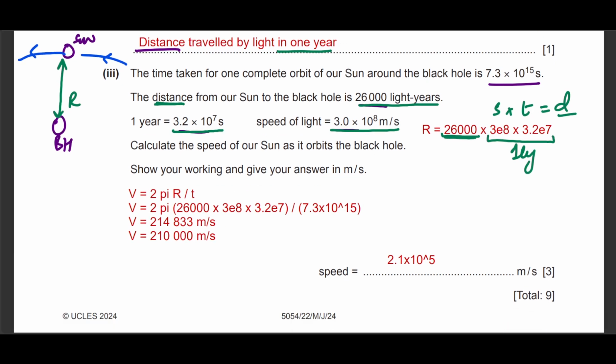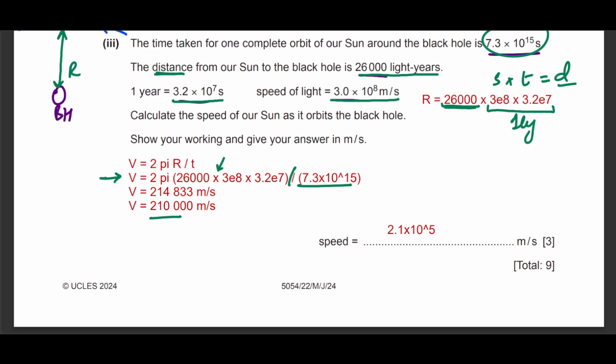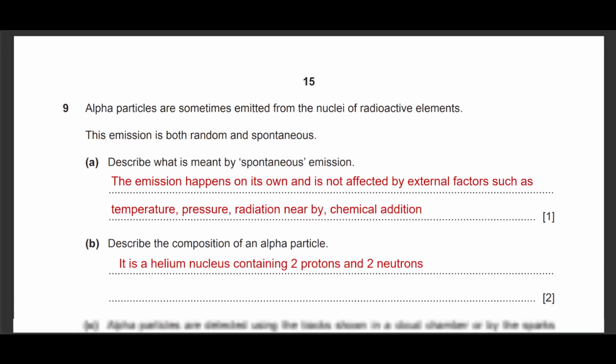Then we replace the value of r in this formula, which is 2 pi into r divided by the whole process takes a time of this much. So divided by t gives us a value of 214,833 meters per second, rounded off to 2 significant figures. This is what it becomes. Written as a standard form, it will become 2.1 × 10⁵.